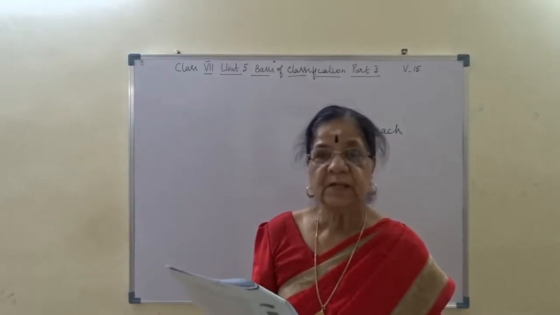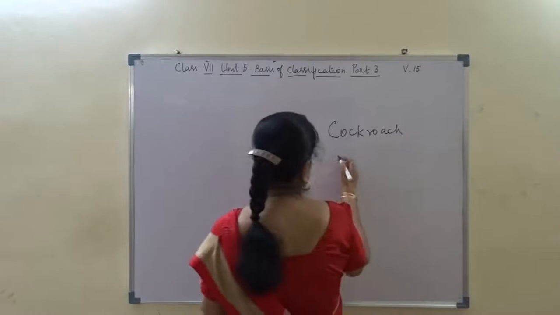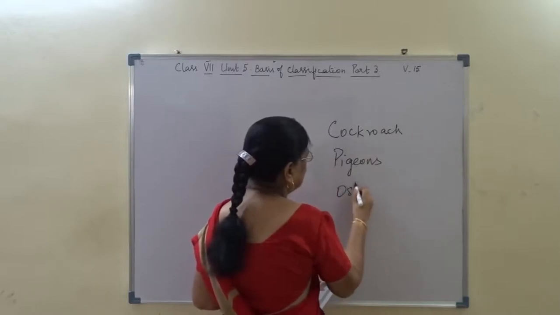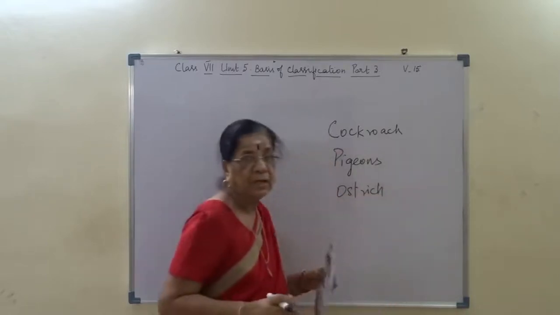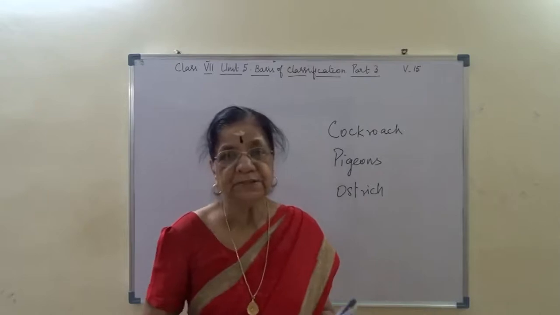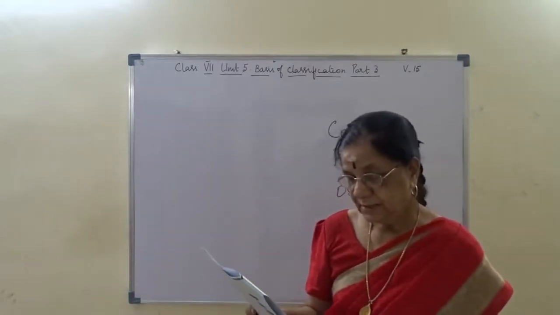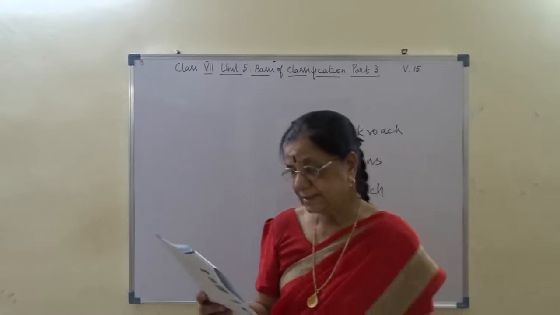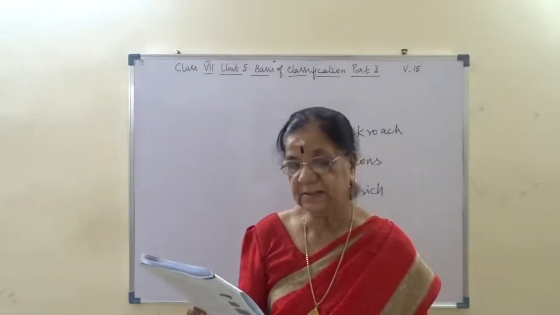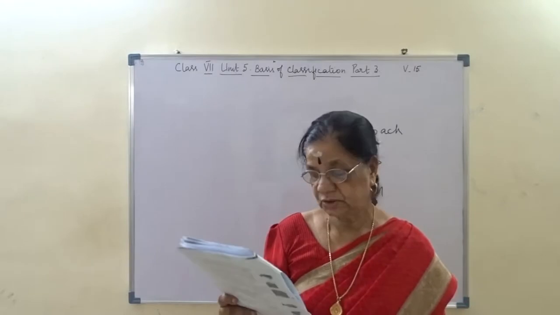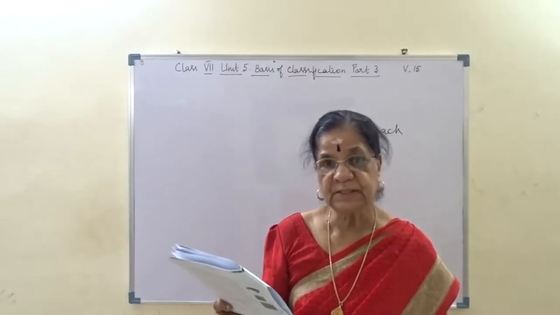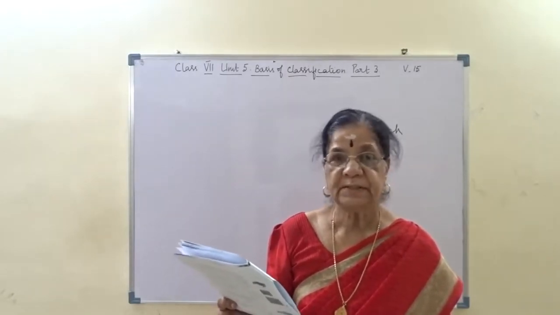The next one, name the vertebrates with wings: pigeon and another one, ostrich. Pigeon and ostrich. Then the fourth one, name the invertebrates with wings. Example, cockroach and butterfly. Name the invertebrates with wings: cockroach and butterfly.